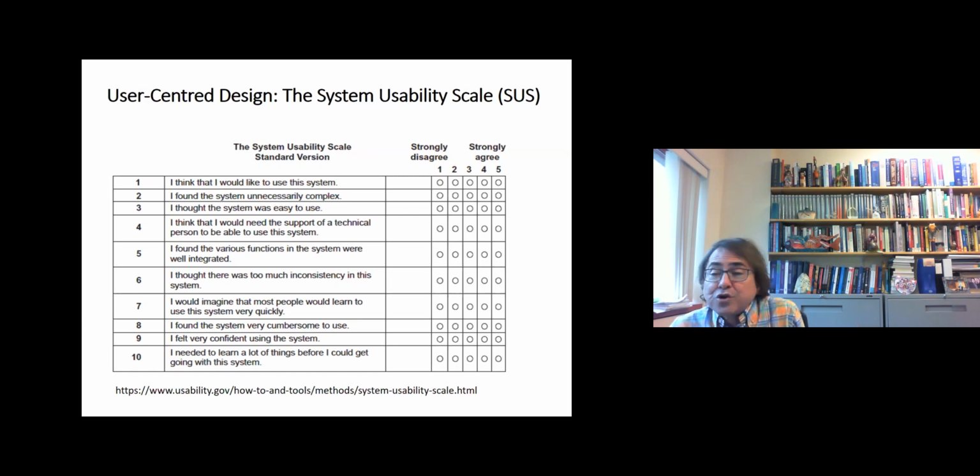So you get the idea. There's only 10 questions. It is useful if you send this out and get a score back. If you give a high score in the literature, you can compare it and say that's high usability. However, as we'll talk about, this won't give you a lot of information about what exactly to change in the system.